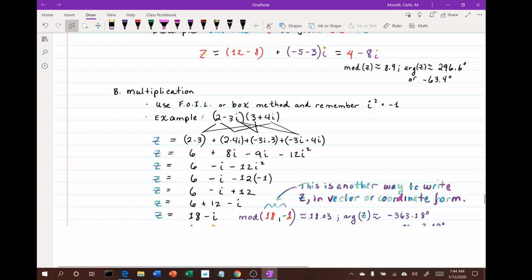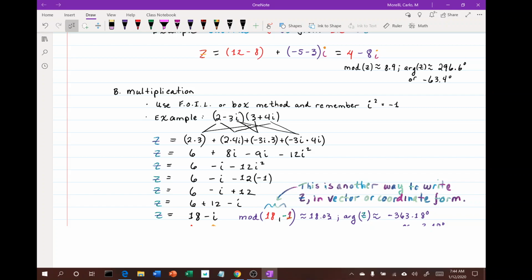So we already saw how to do multiplication. You use FOIL, and just remember that i squared is negative 1. i times i, remember we're rotating twice, so i squared is negative 1. You have to remember that. So here's an example. 2 minus 3i times 3 plus 4i. We'll just do FOIL, first, outer, inner, last.